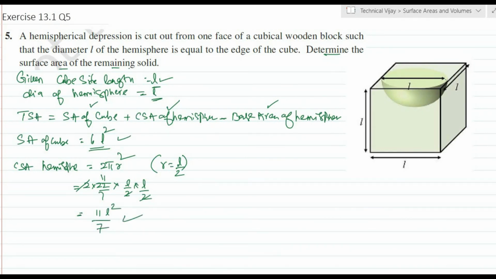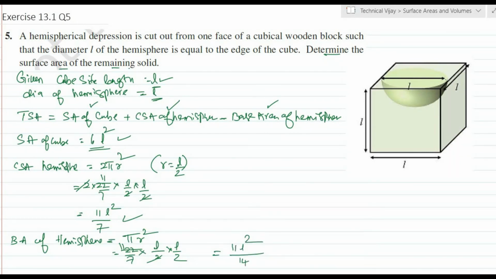This is the first one, and this is the second one. Now the base area of the hemisphere is equal to pi r square. That is 22 by 7 into r square, where the radius is again L by 2. So 2 ones are 2, 11s are 11, and this is 11L square divided by 14. Now we will add these.